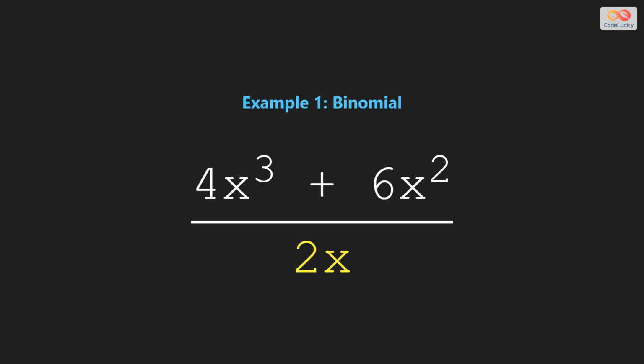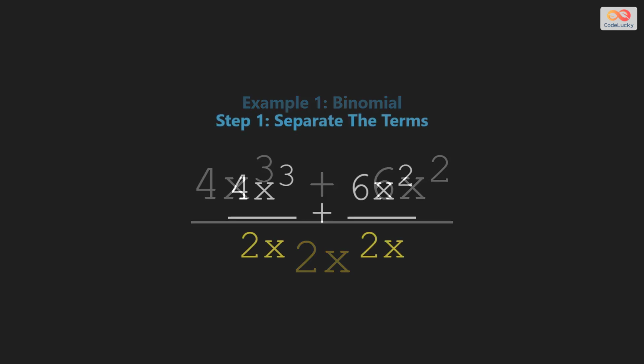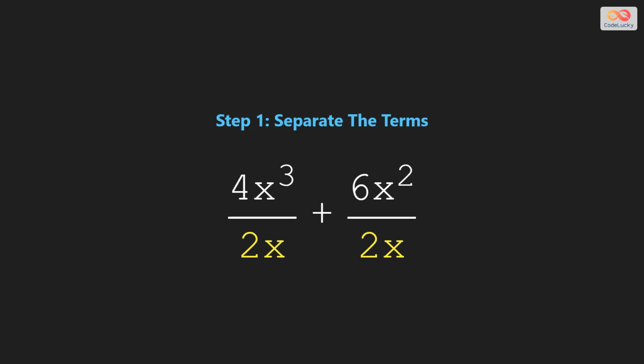Let's try a simple example. We have 4x cubed plus 6x squared, all divided by 2x. Notice we have two terms on top and one term on the bottom. First, we pull it apart. We write 4x cubed over 2x, plus 6x squared over 2x. Now, we have two small problems instead of one big one.